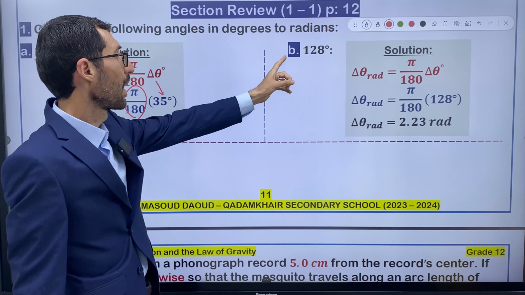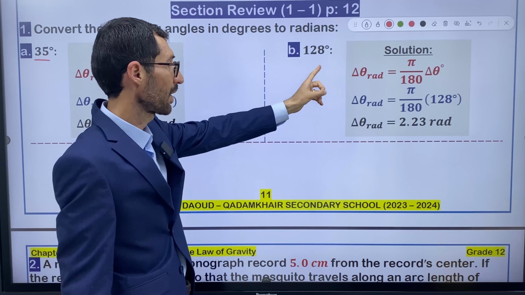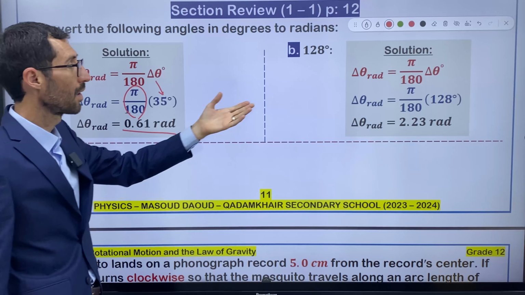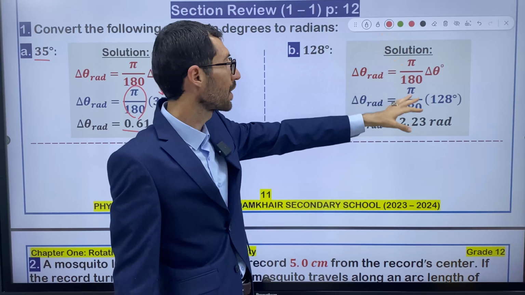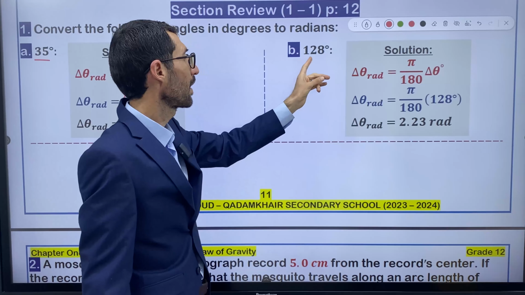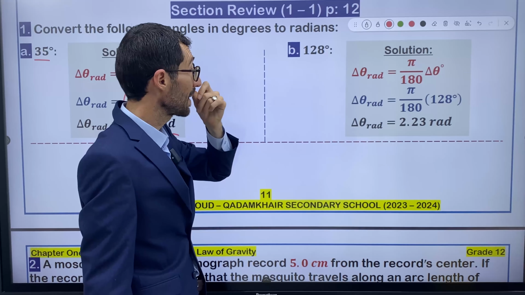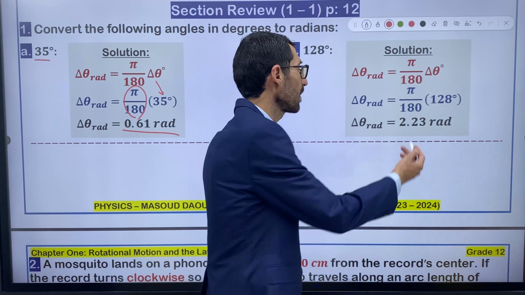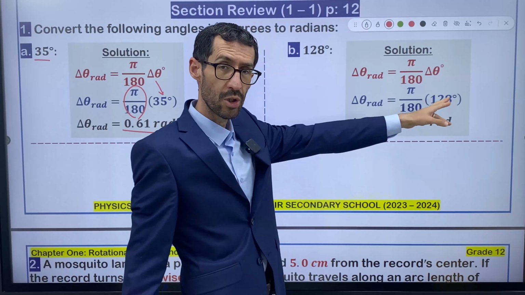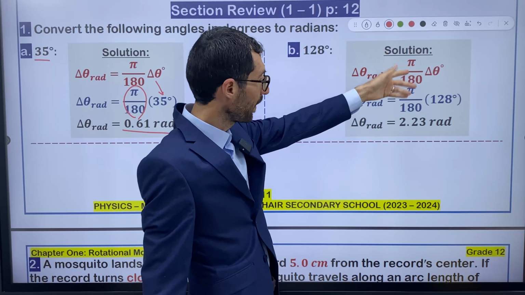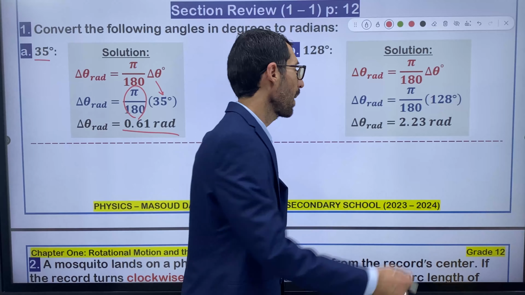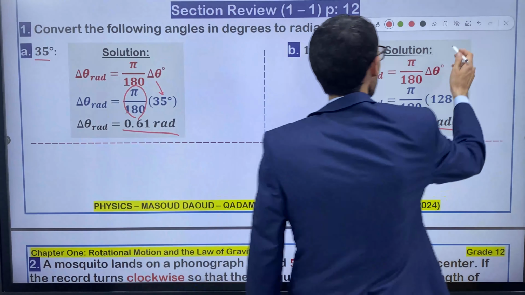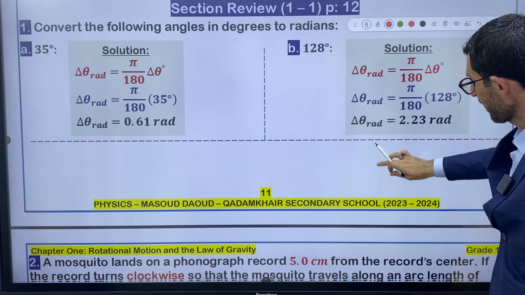Let's move on to B, 128 degrees, right? We want to solve it here by means of the same equation. We have the same fraction, pi over 180, multiplied by this, this time with 128 substituted here, and multiply pi by 128. You find the number divided by 180 and it becomes 2.23 rad. That's it. Let's move on to another question.